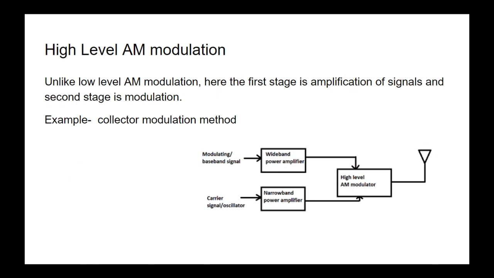Next is high level amplitude modulation. Unlike low level amplitude modulation, here the first stage is amplification of the signal, and the second stage is modulation. Its example is the collector modulation method. In the block diagram you can see the modulating or baseband signal is amplified by a wideband power amplifier, and the carrier signal is amplified by a narrowband power amplifier. After that we perform modulation and then we transmit it through the antenna.